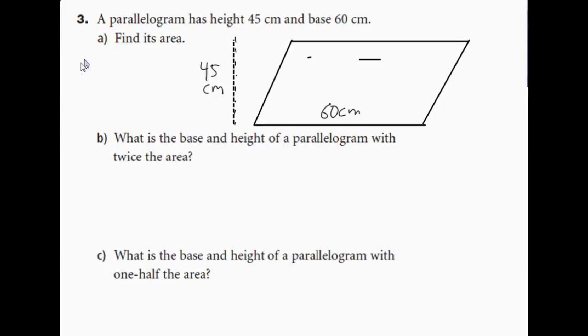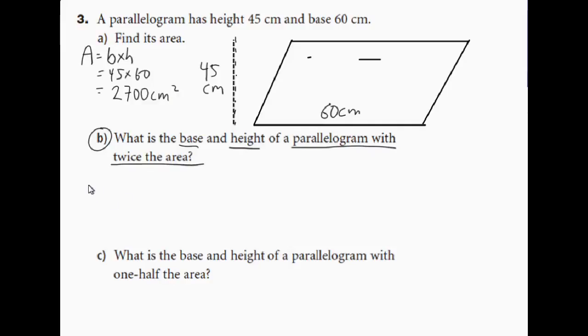So find the area. That's base times height, which is 45 times 60. Get out the calculator. So 2,700 centimeters squared. B, what is the base and height of a parallelogram with twice the area? So twice the area. So area would then be 2,700 times 2, or 5,400 centimeters squared.